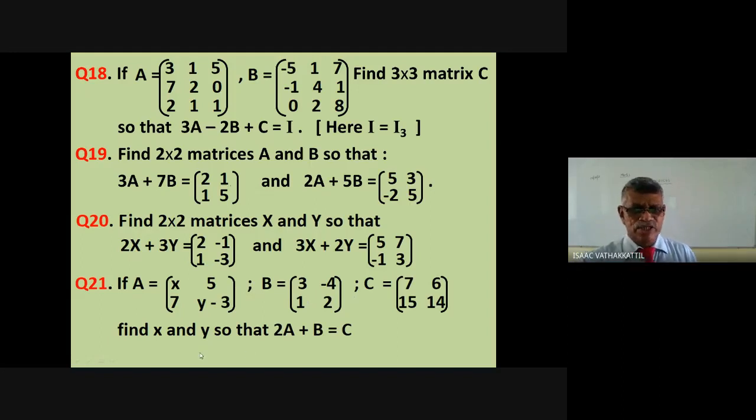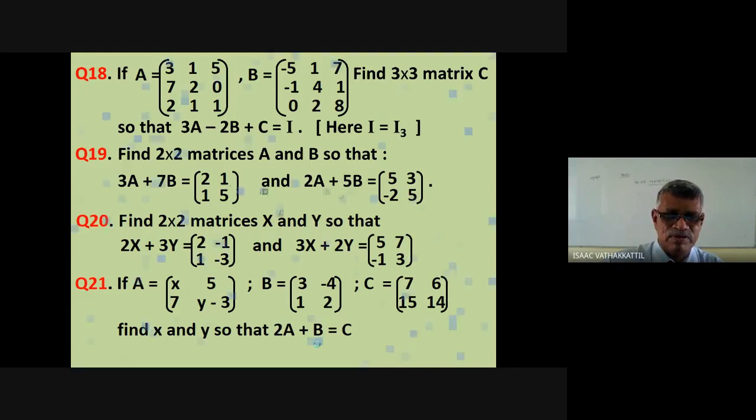If A, B, and C are given, find X and Y so that, remember, it is again unknowns X and Y. You have to find X and Y so that 2A plus B equal to C. You have to form equations and solve for X and Y.